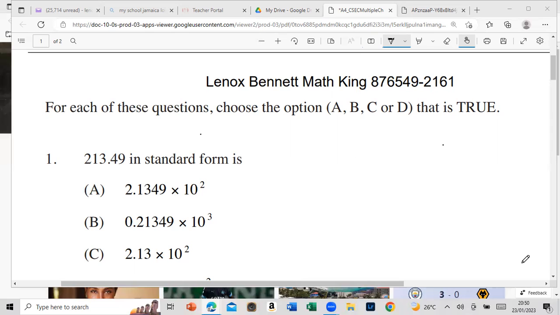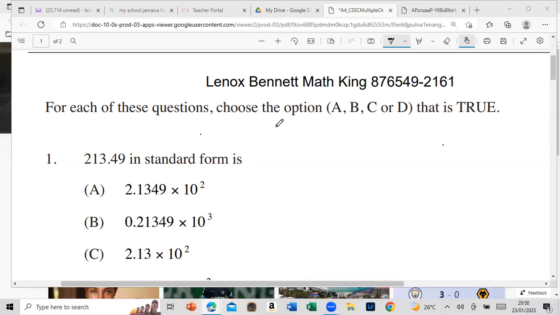This will be a very short video, so let's get right into it. Alright, so it says for each of these questions, choose the option A, B, C, or D that is true. And the first one says 213.49 in standard form is. Alright, so we're going to put it to standard form.